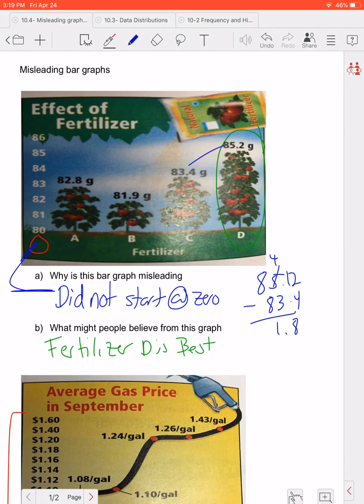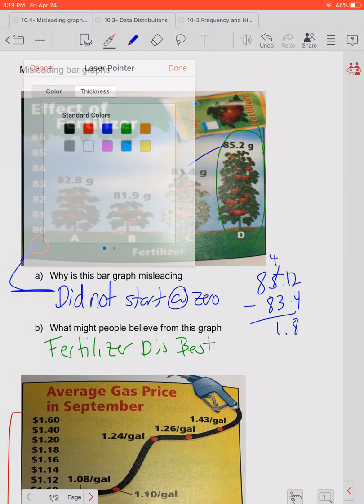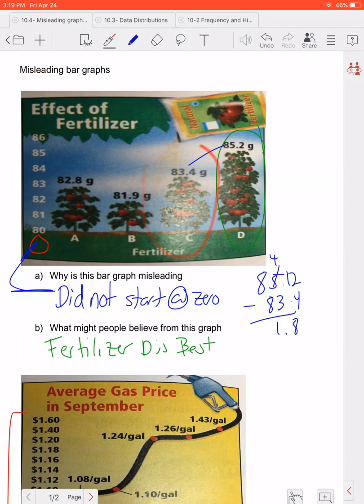Now, let's think about this. This isn't a specific question, but it's good to think of. Why would someone put this graph, this chart, out here? Well, they obviously want me to buy fertilizer D. So this is probably made by the company of fertilizer D, okay? And maybe their fertilizer's a little bit more expensive, but they're hoping you'll buy that one, right? So they're saying it's the best, so it's worth those couple extra dollars you have to spend per bag. Whereas fertilizer C works pretty much just as well, and maybe it's a little bit cheaper, so they don't want you to go buy C or A or B, okay?